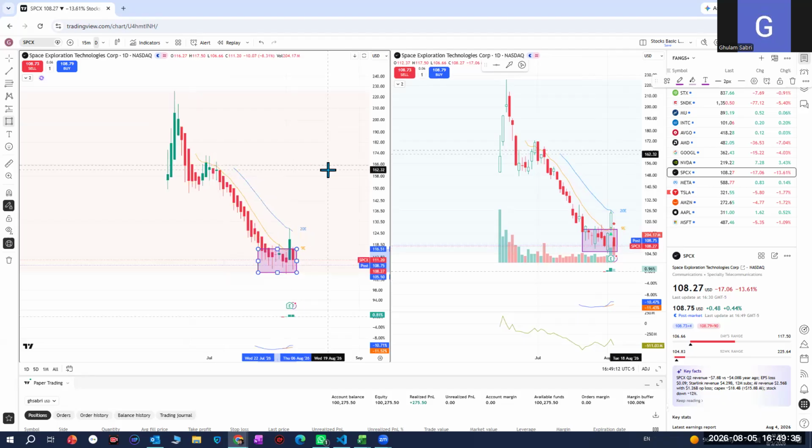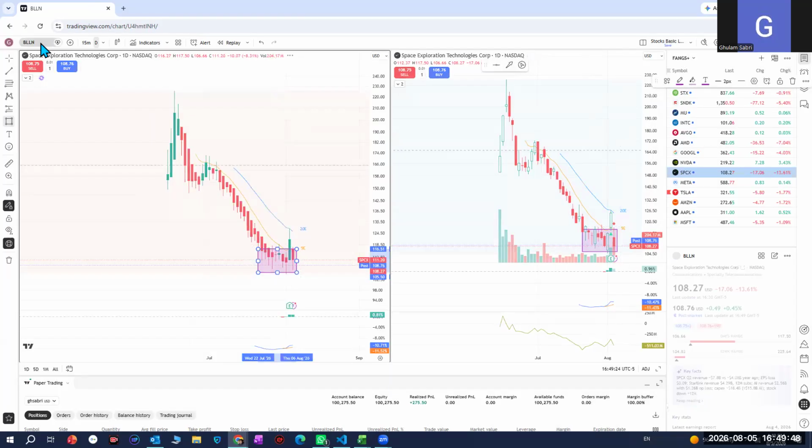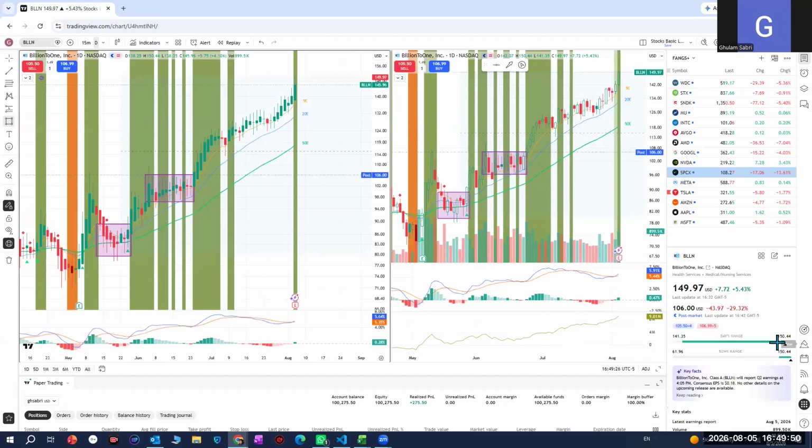If you read my message, all IPOs do this. But this is an extreme case now, because people were trapped at 200, 220. This has lost a lot of value. Compare it with Billion. Billion, by the way, is 29% down after earnings. And just today, I think I mentioned it somewhere in my group.